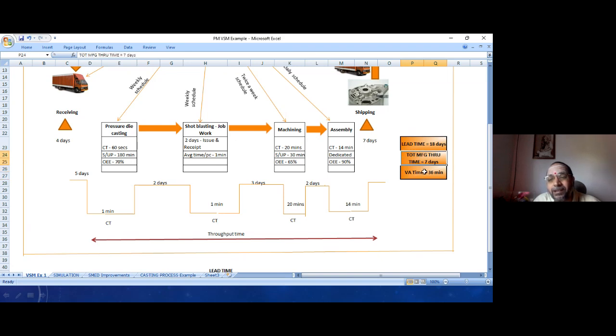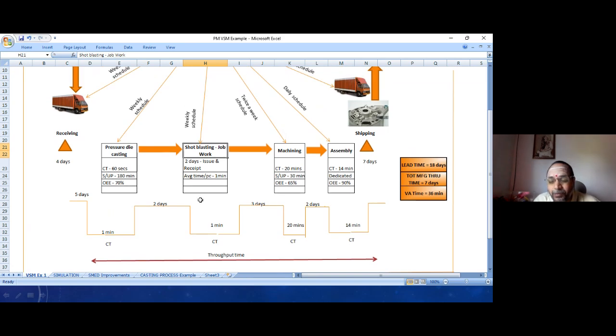Now, how do we do that? So we have 7 days. The next question that is logically posed is, can we reduce it to 5 days or 3 days? If so, what are the means? Can I, for example, invest in a shot blasting machine?